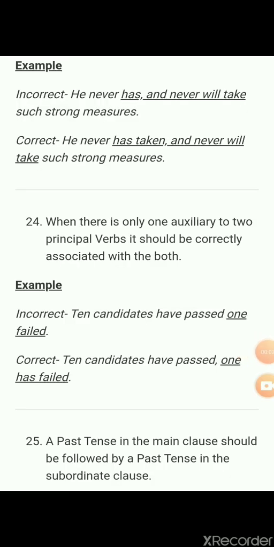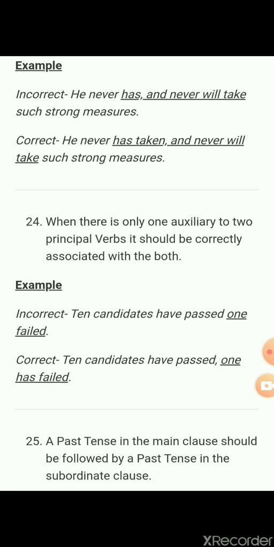Example is here on the screen. "He never has and never will take such strong measures." Two auxiliaries, meaning two helping verbs, we are providing. It is not required. We can manage with one verb as well. So this is rule number 23. "He never has taken and never will take such strong measures."